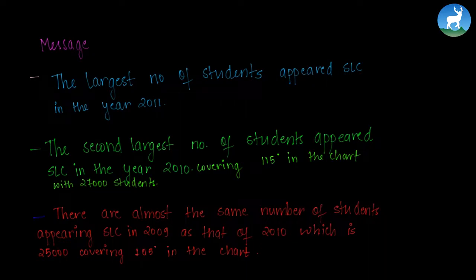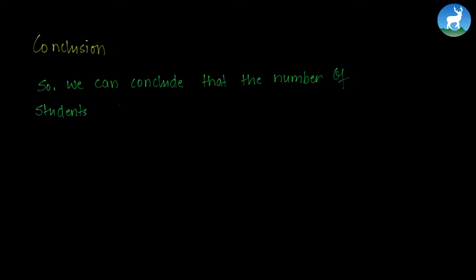You can say, the second largest number of students appeared in SLC in the year 2010, covering 115 degrees in the chart with 27,000 students. So you are mentioning the key points you got to know from the pie chart. And then you finally conclude by saying the conclusion. The number of students appearing SLC exam is increasing every year. So the students are increasing every year, right?